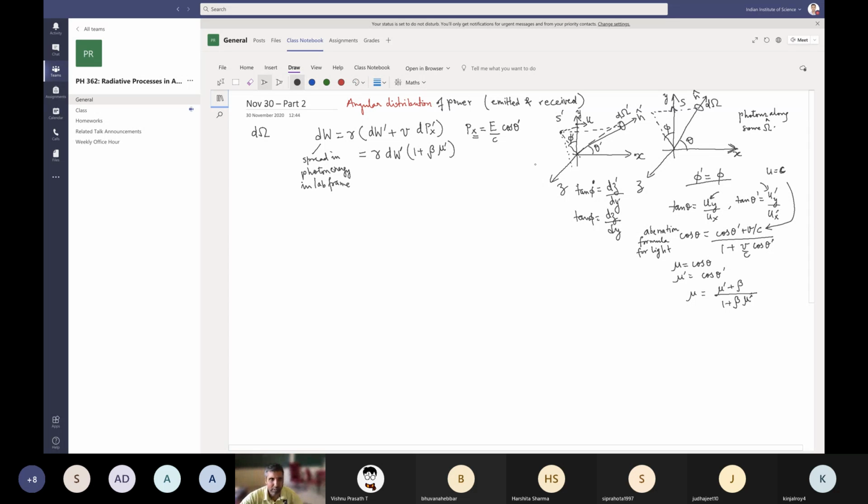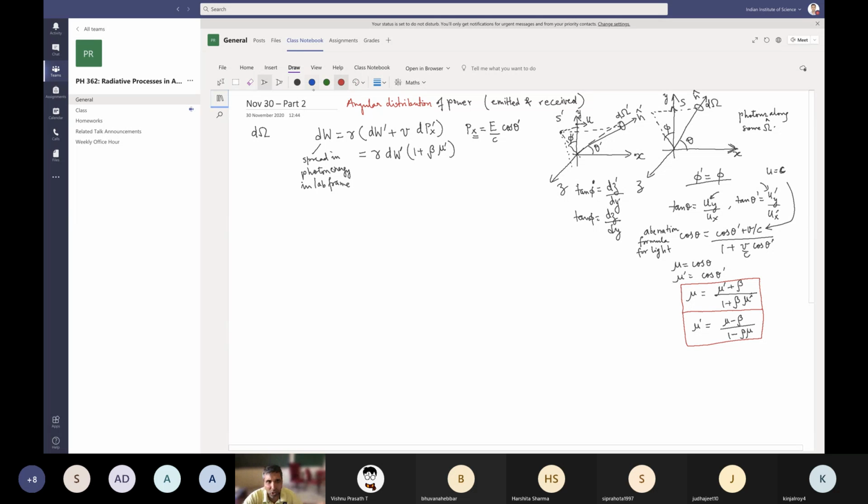Okay, so this is an important formula. This relates theta and theta prime, and we can write the inverse transform of this. When we do the inverse transform, what do we do? We change beta to minus beta, right? And mu prime to mu. Got it? So this is the inverse formula for this, and this is for angles theta.